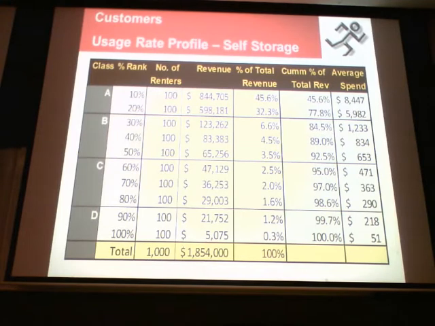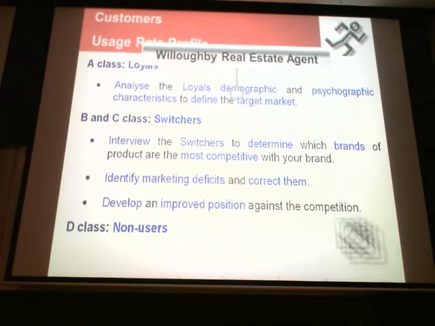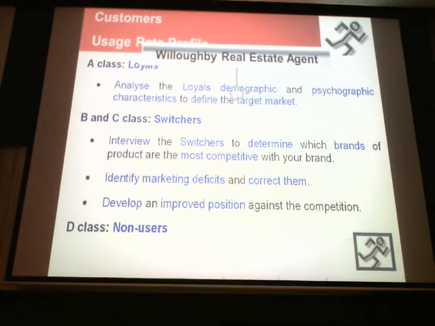The A's are called the loyals. The top 20% are called the loyals. And what you want to do is demographically really understand who they are, and also psychographically understand who they are, because you want to go and get some more of those. The B-class customers are called the switchers. I use those to do market research and find out why they're buying off competitors, because they're switching all the time, so they're a good source of information. And the D-class customers, I try to get rid of. They're non-users.